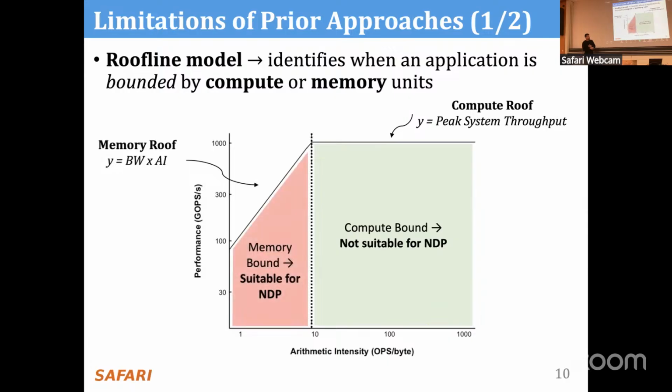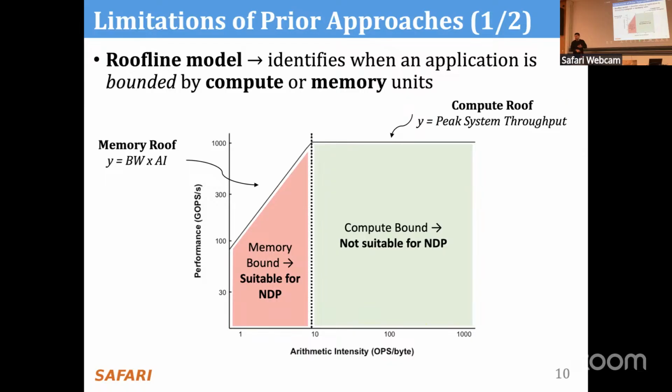There is another roof, which is equal to the bandwidth of your RAM times the arithmetic intensity of your application. If you are below this roof, you're loading some data, using that data, and then you trash it. Then you load other data, you compute, and then you trash. And then you load, you compute, and then you trash. If this is happening to your system, you're likely memory bound.